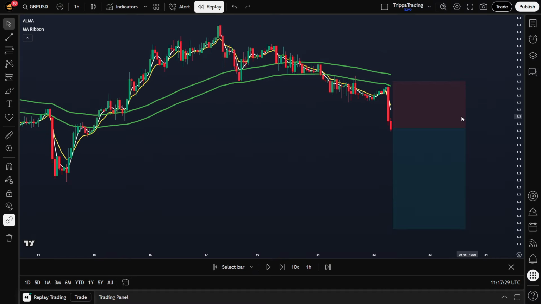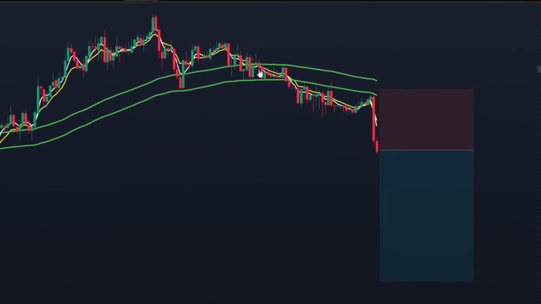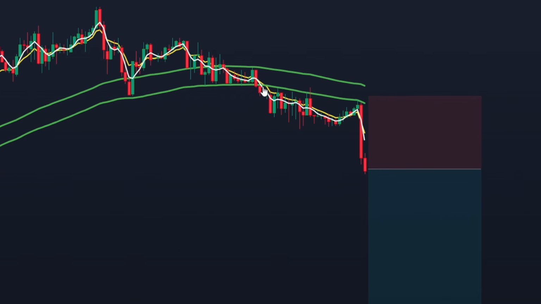Let's start with a sell position example. In a sell setup, we first want to see the market transition from bullish to bearish. That starts when price moves from above the green channel to below it. But price alone is not enough. We then want both the white ALMA line and the yellow EMA line to also move completely below the green channel.